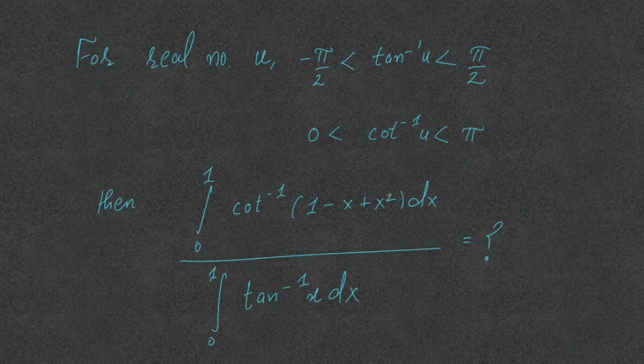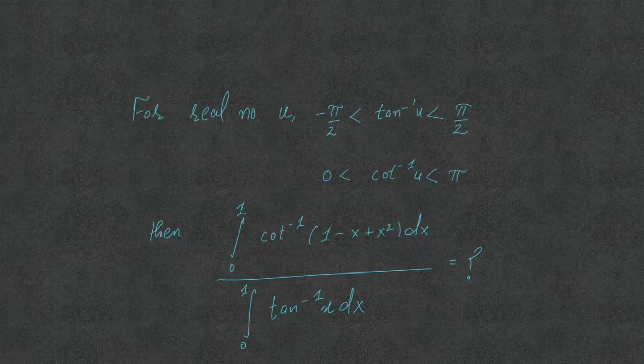For real number u, tan inverse u lies between minus pi by 2 and pi by 2, and cot inverse u lies between 0 and pi. Then evaluate the integral from 0 to 1 of cot inverse of (1 minus x plus x square) with respect to dx, upon the integral from 0 to 1 of tan inverse of x dx.